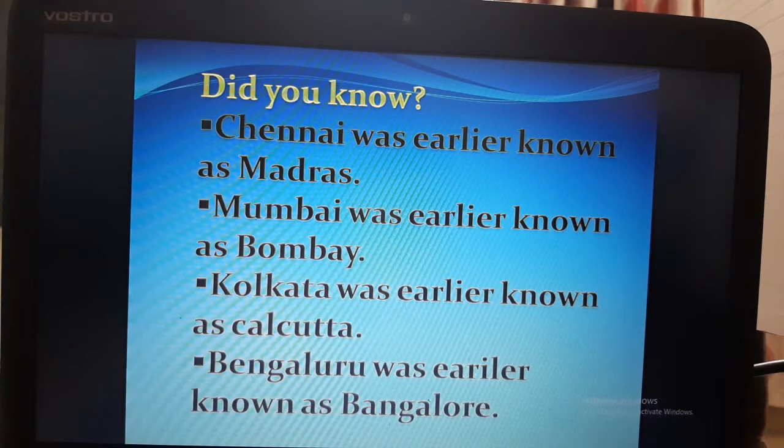Okay students, did you know Chennai was earlier known as Madras? Mumbai was earlier known as Bombay. Kolkata was earlier known as Calcutta and Bengaluru was earlier known as Bangalore.